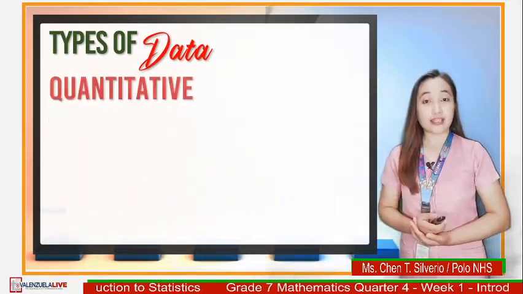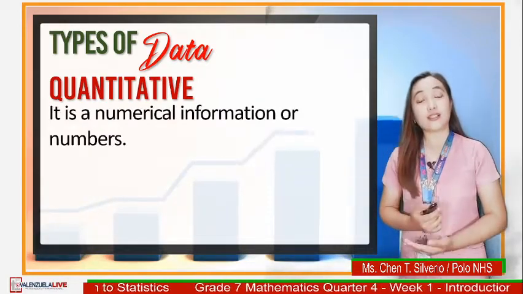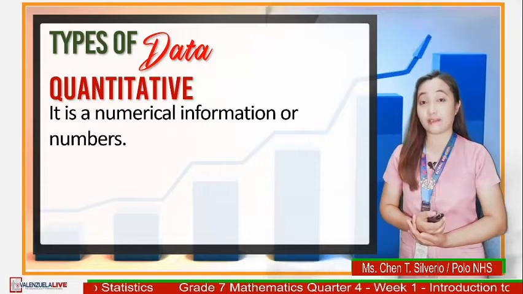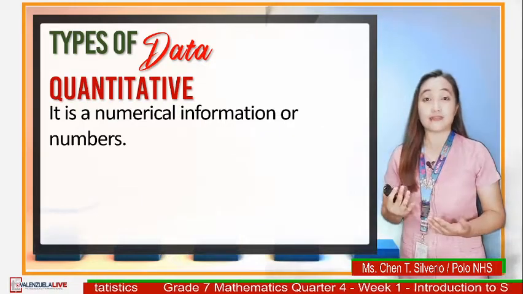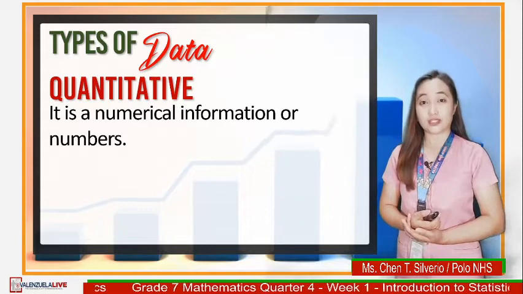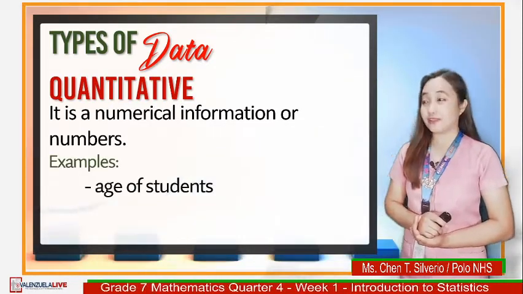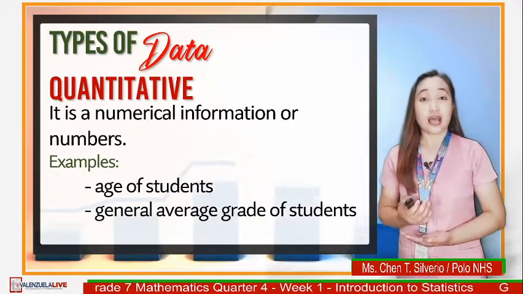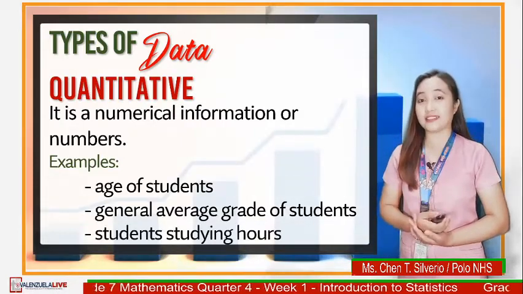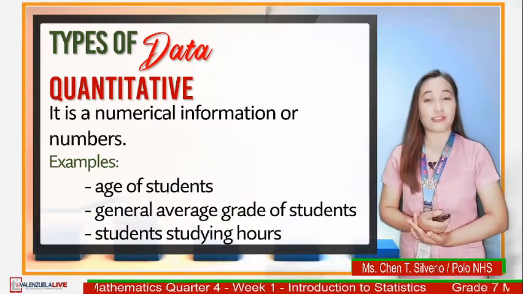Another type of data is the quantitative data. These are the data that are measured in numbers. It deals with numbers that make sense to perform arithmetic calculations with. For example, age of students, general average grade of students, and students' studying hours, and so on.